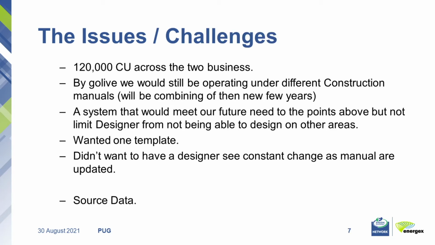Lastly, before we get into the system, we probably need to look at the challenges or the issues that we've had as part of this project, starting and going forward in the short time frame that we've had AUD on board. Within the business, we had 120,000 compatible units, so that's like pole tops, combinations that we've got in the system. Pretty much at go live, we were going to have two different construction manuals, a southeast construction manual and a north-south construction manual. That's not going to change.